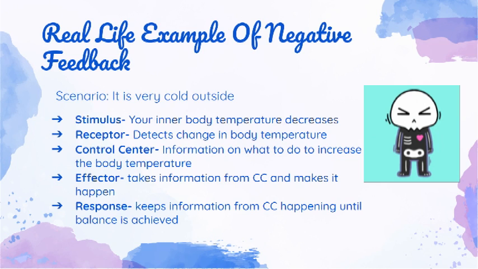The information from the control center is to make your body shiver, to create vibrations between your muscles so it can make heat. Also, your blood vessels constrict and the blood moves to your vital organs, which are the heart, lungs, and brain. These signals will make you think about your decreasing body temperature, then you will go wear clothes that will increase your body temperature. Your response. In the response, these things will keep happening until the balance is restored.